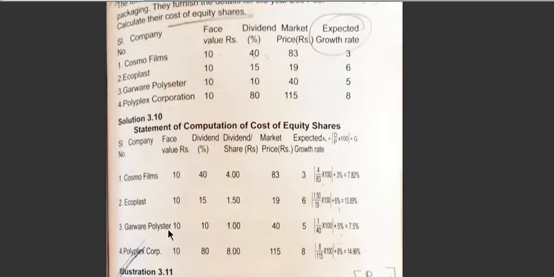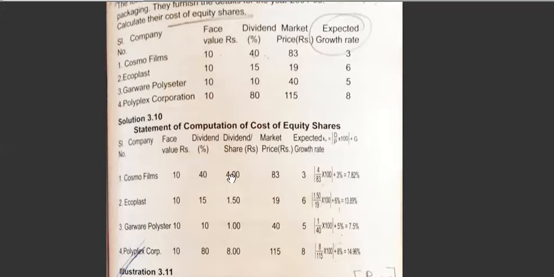Same way, Ganware Polyester Limited, 10 rupees face value, dividend percentage 10. So 10 into 10% is 1, market price 40, growth rate 5. So 1 divided by 40 into 100 plus 5% expected growth rate, so 7.5%. Polypex Corporation, 10 rupees face value, dividend percentage 80, so 10 into 80% gives dividend per share 8 rupees, market price 115, growth rate 8. So 8 divided by 115 into 100 plus 8, you will get 14.96%. This is what you have to calculate.